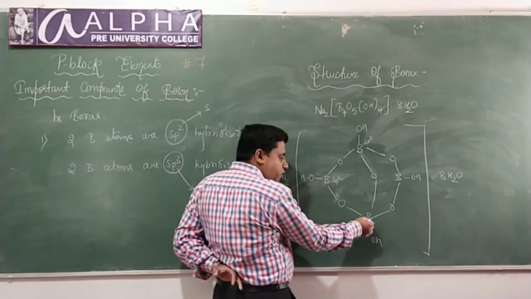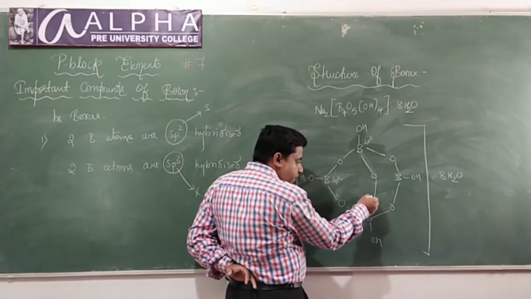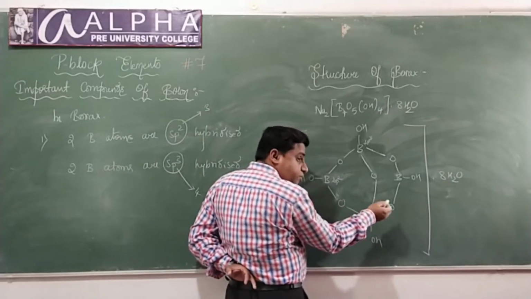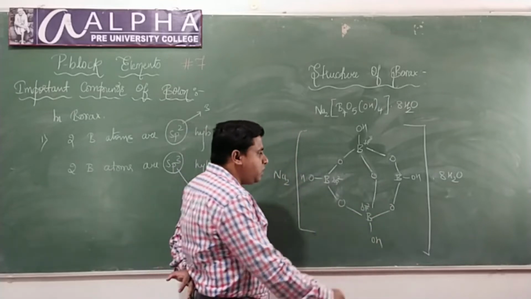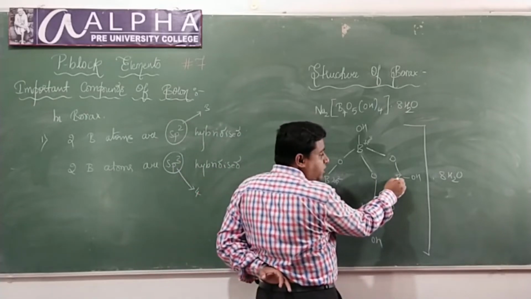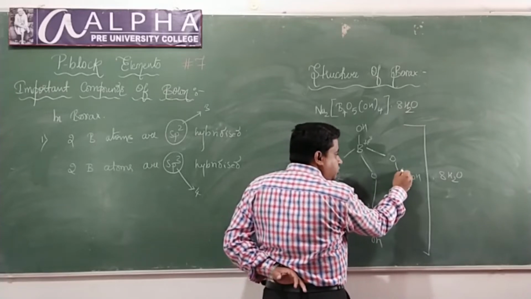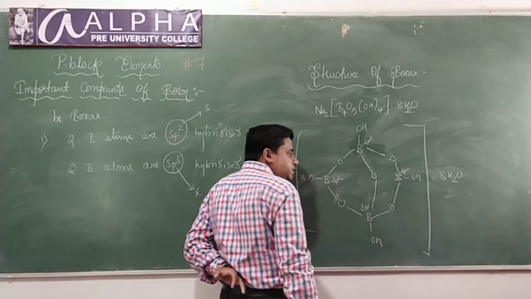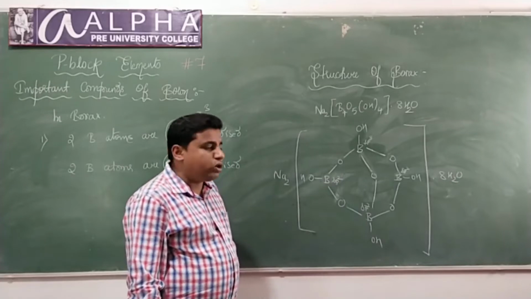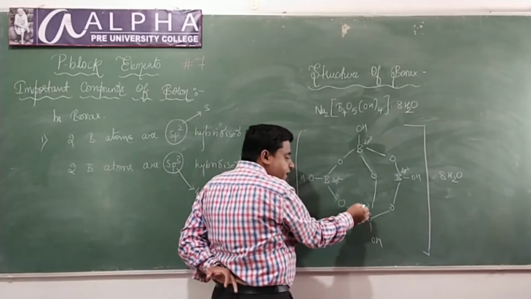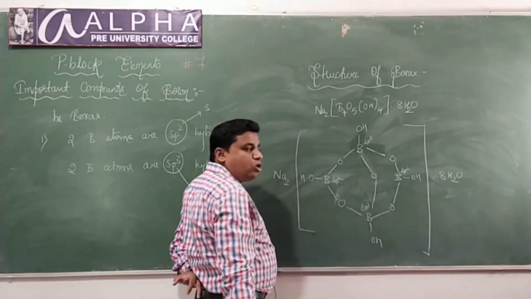Now go with this boron. How many bonds are there around this boron? 1 2 3 4. So this boron is surrounded by 4 bonds, which means it is sp3 hybridized. Now just look at this boron. There are only 3 bonds around it, therefore it is sp2 hybridized. So in borax, 2 boron atoms are sp3 hybridized, whereas 2 boron atoms are sp2 hybridized.